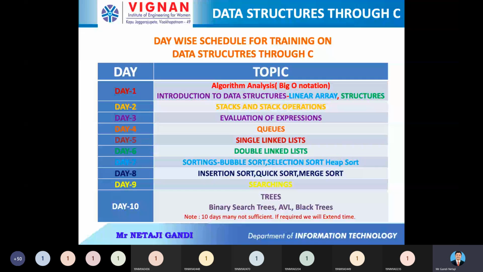Day 9 is completely about the searching techniques, that is binary search and linear search. The final day, day 10, can be about tree data structures. So all of these 10 days of the program can be defined in a single flowchart. It is also possible.